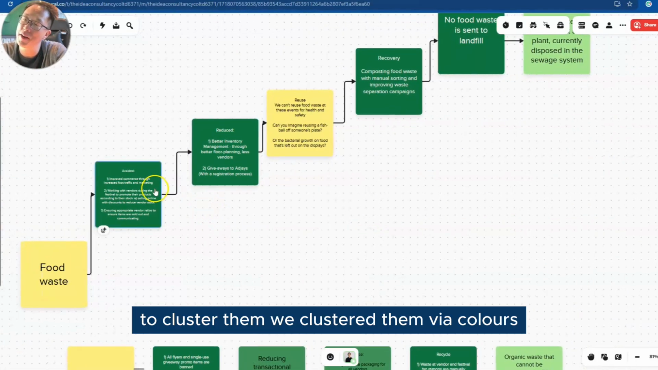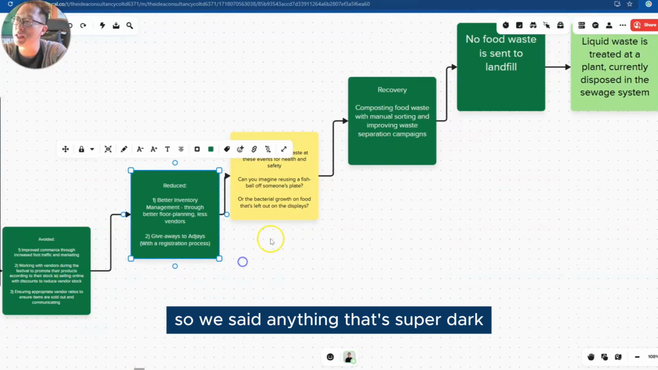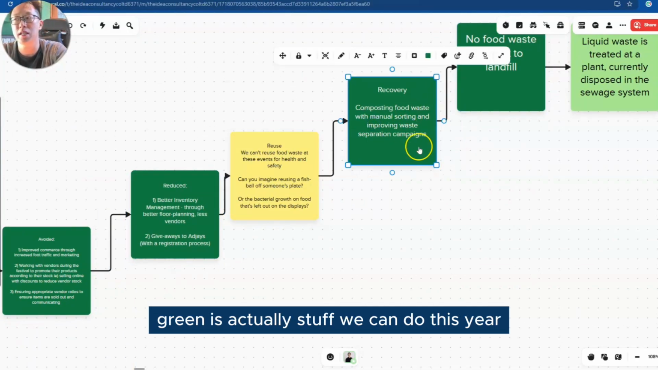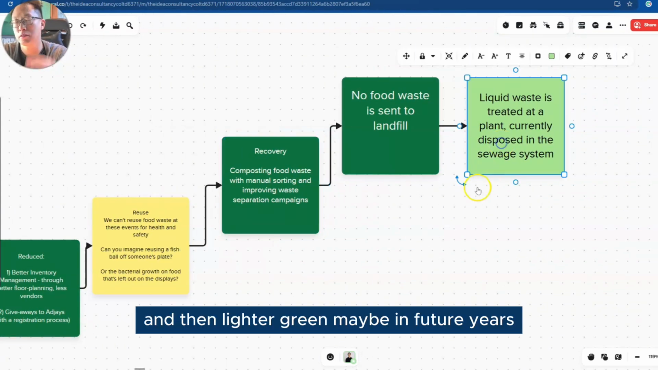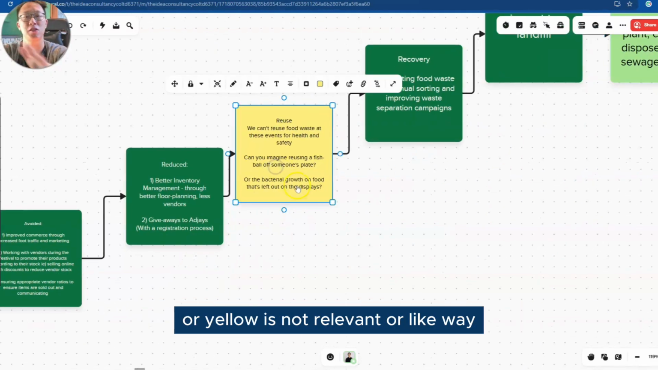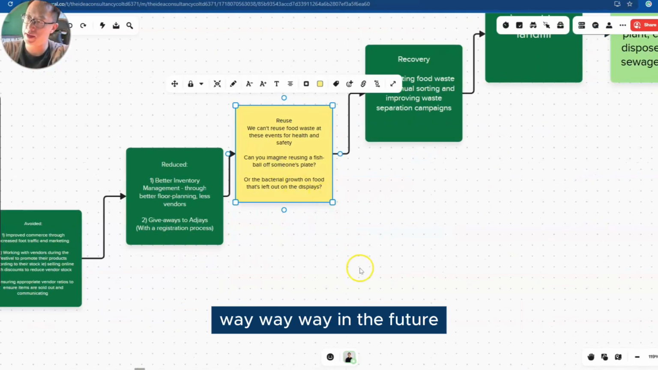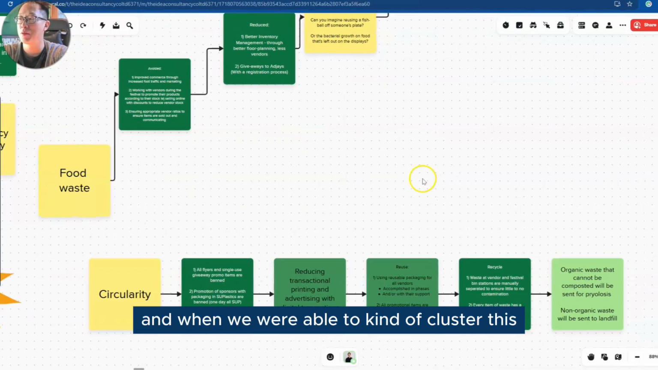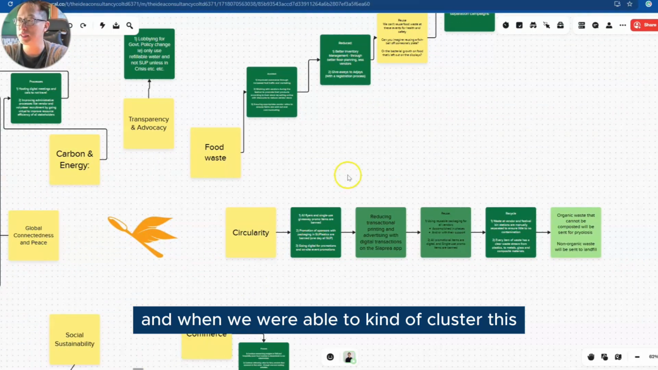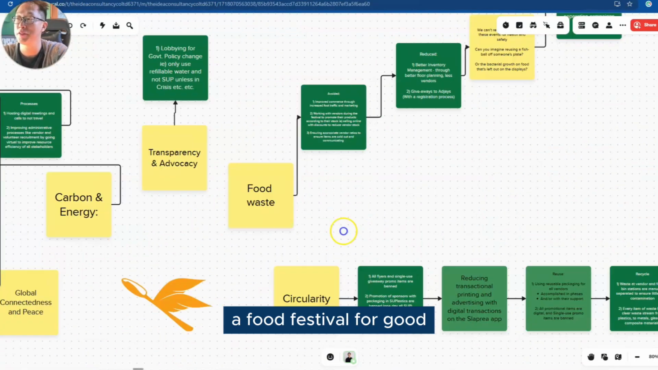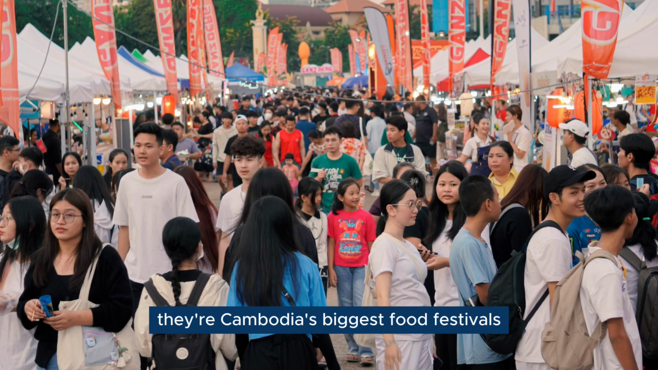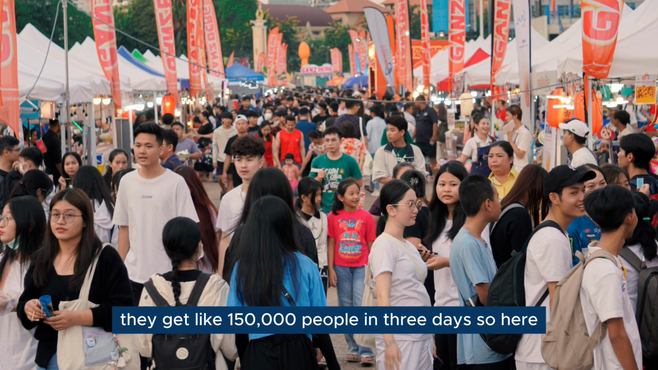We clustered them via colors. So we said anything that's super dark green is actually stuff we can do this year. We can do now. And then lighter green, maybe in future years, or yellow, it's not relevant, or way in the future. And when we were able to cluster this, I should probably walk through an example for you here. So this is for Food Festival for Good. They're Cambodia's biggest food festivals. They get like 150,000 people in 3 days.